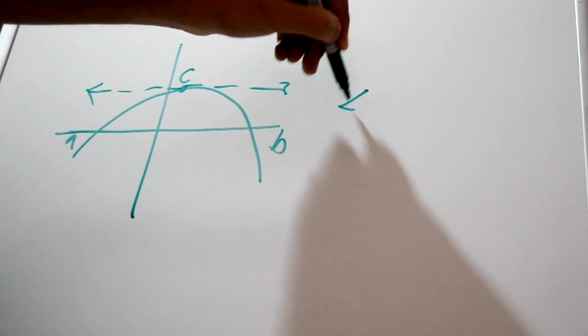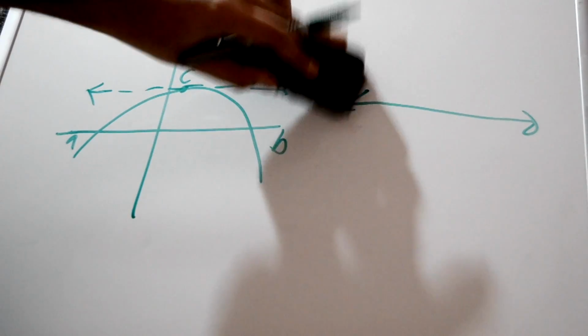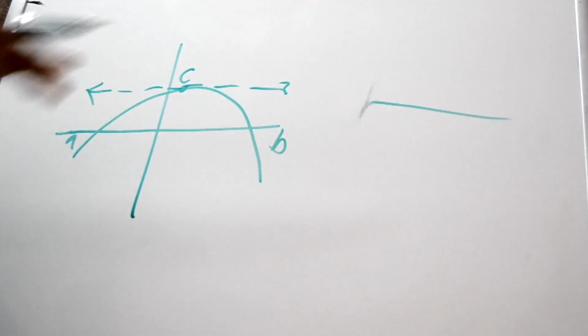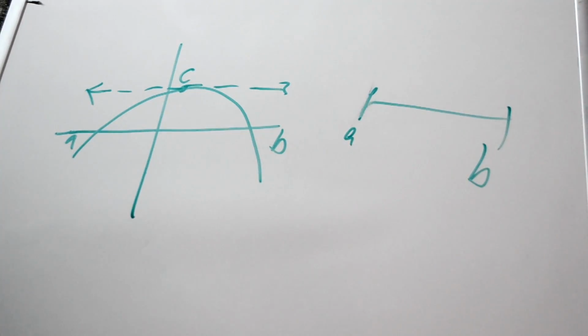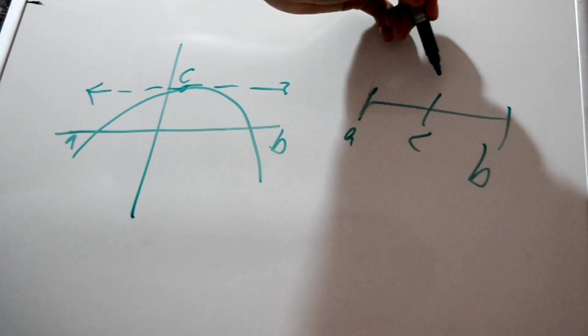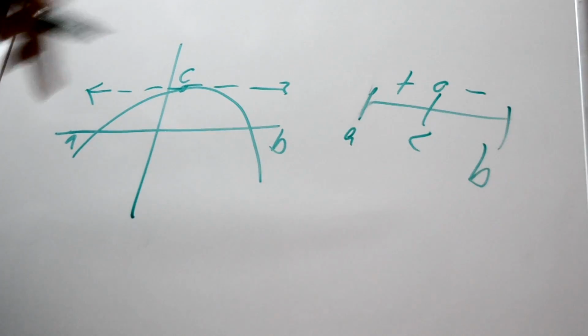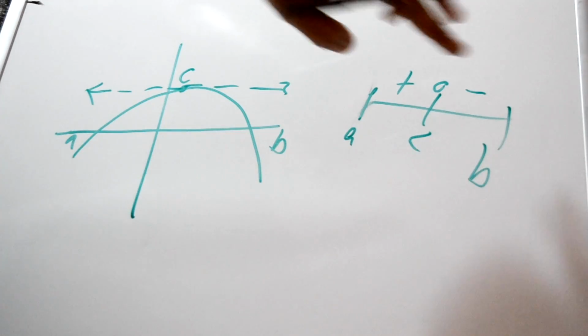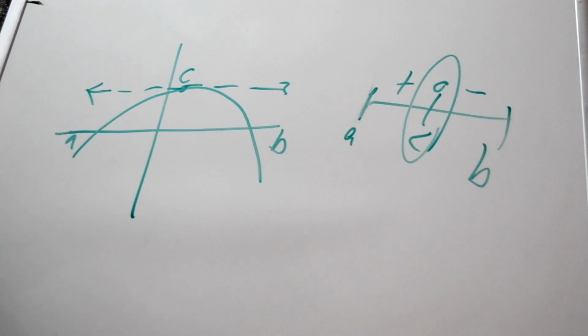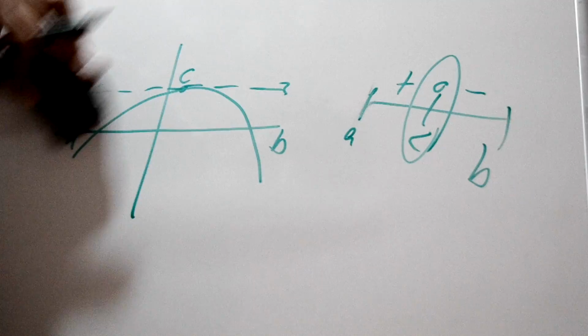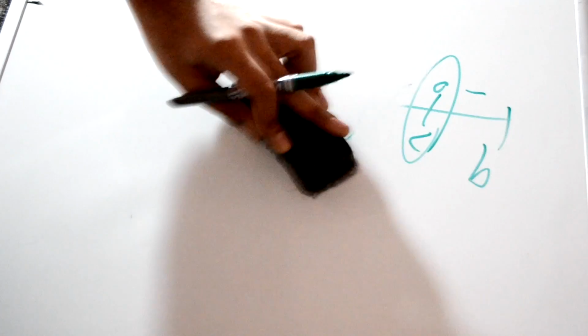If we draw the number line, or rather a closed interval, A and B, between A and B there's going to be a point C where the derivative is 0. From here to here is positive. From here to here is negative. That's why there's a maximum, and that's why we use Rolle's theorem. Rolle's theorem is very useful because it shows that when we do curve sketching, everything's consistent. After this, I'll be doing a curve sketching video.